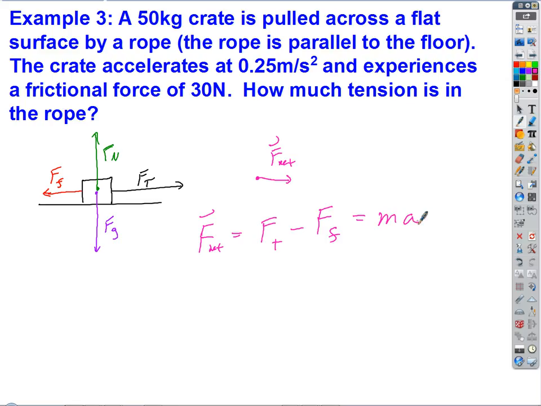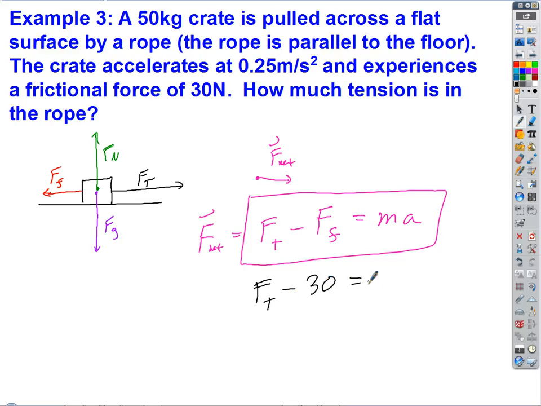Okay, well, we know a, we know m, we know the frictional force, so we've really got an equation here where I could just plug and chug and solve for F sub t, couldn't I? If I plug in all the numbers, what do I get? I get F sub t minus 30 standard units equals 50 times 0.25. So what is that, 12.5?